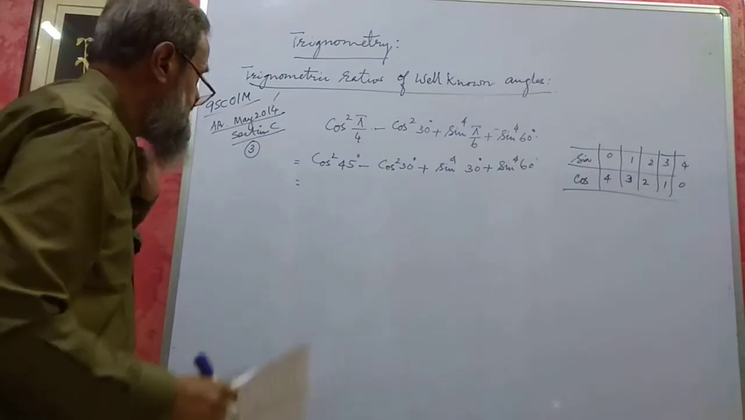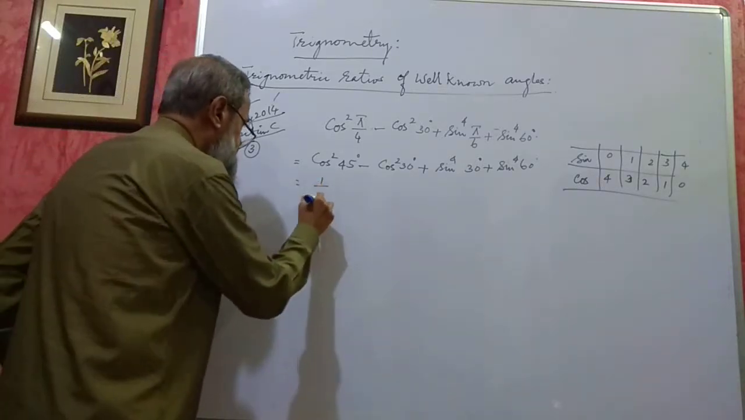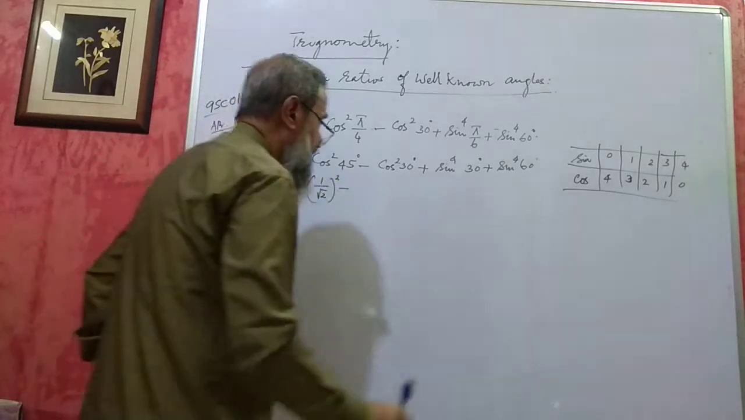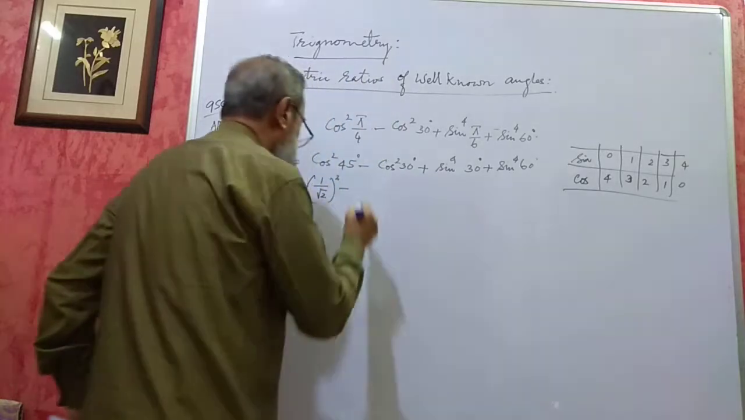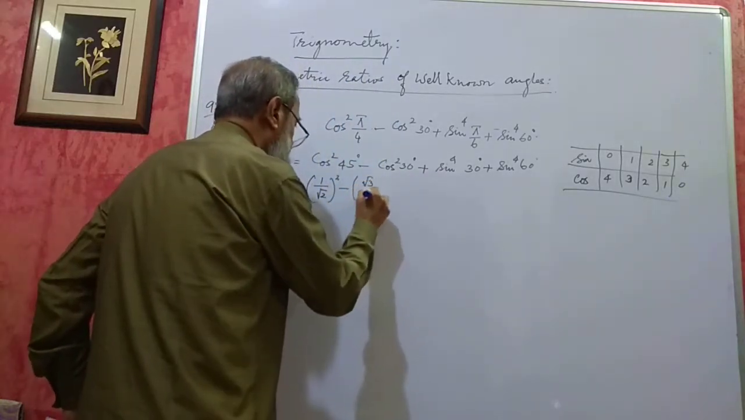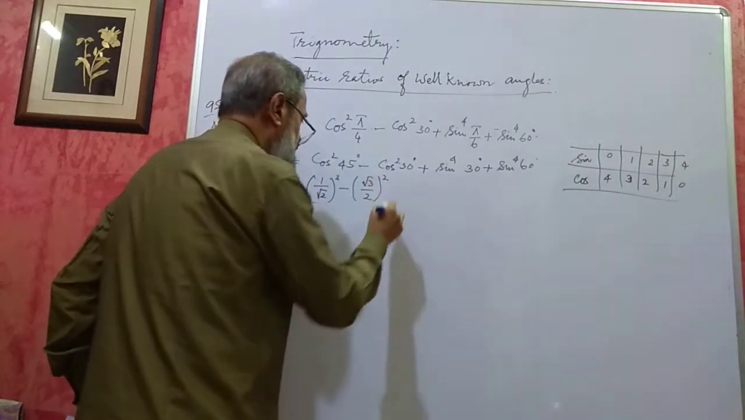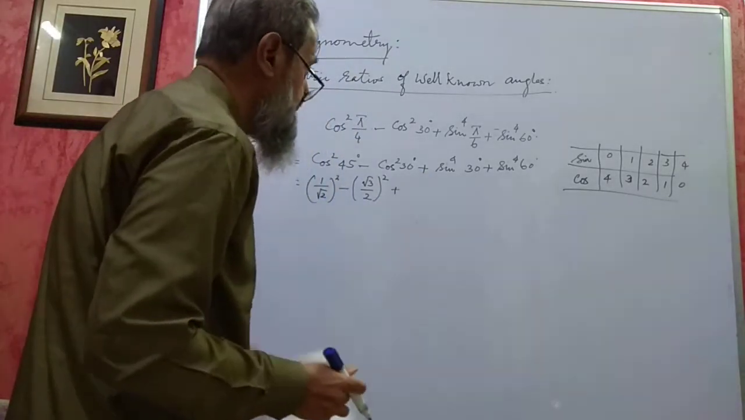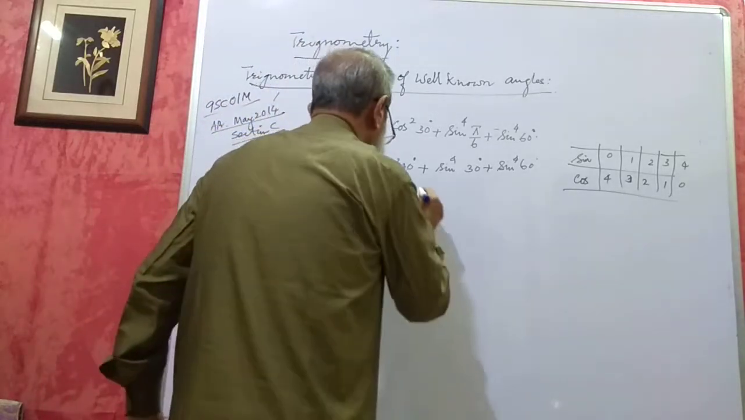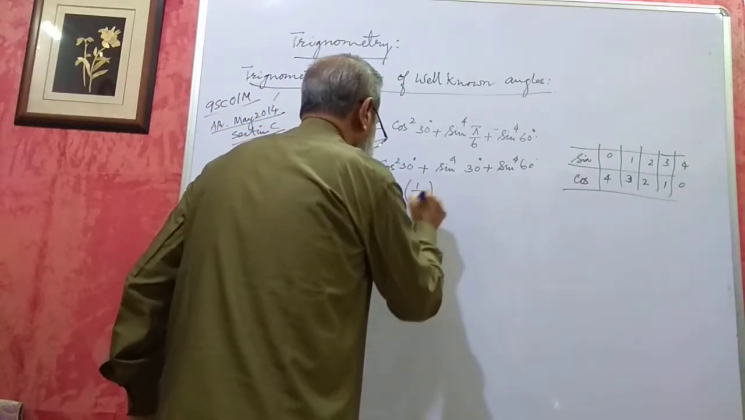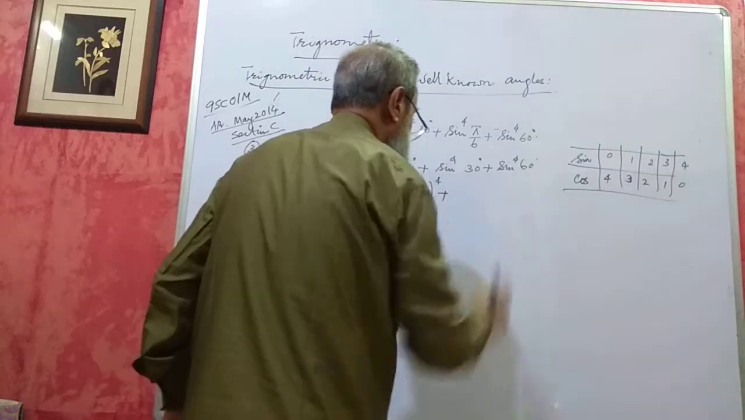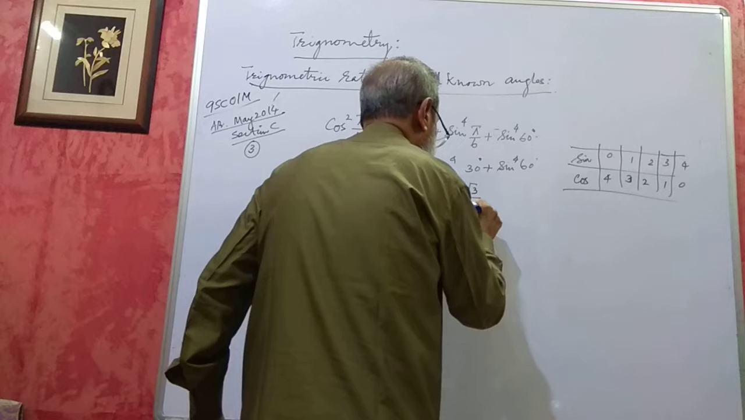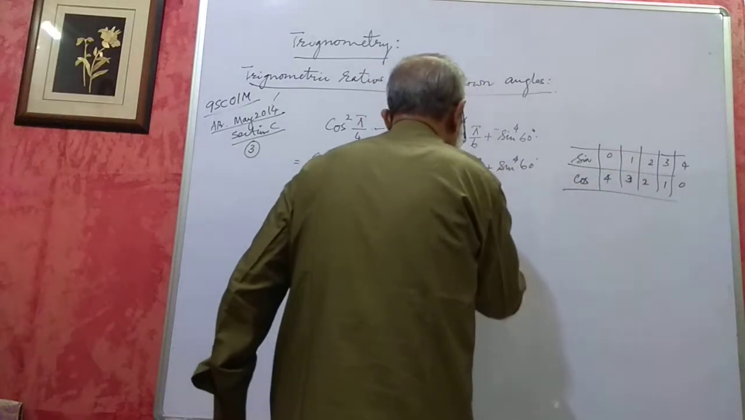Cos 45 is 1 by root 2, the whole square, minus cos 30 is root 3 by 2, the whole square, plus sine to the power of 4, 30 degree. Sine 30 is 1 by 2, 1 by 2 whole to the power of 4, plus sine 60, root 3 by 2, root 3 by 2 whole to the power of 4.